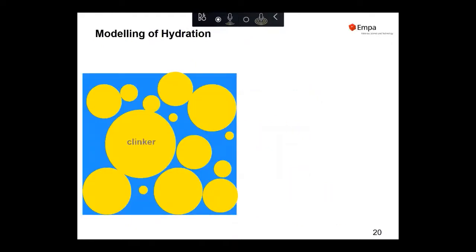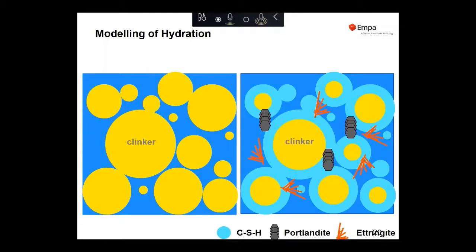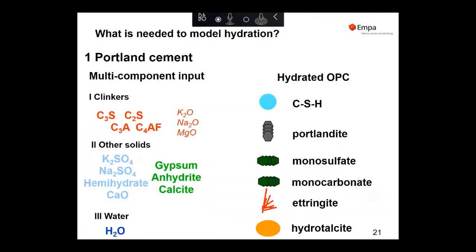We can use all the knowledge we presented here also to model the changes during hydration. Basically, we need a model to describe the slow reaction of the clinkers, because you've seen they do not react immediately and also not very fast. And we need thermodynamic data to predict which kind of hydrates like CSH, portlandite, ettringite might form. And we can do this prediction by thermodynamic modeling.